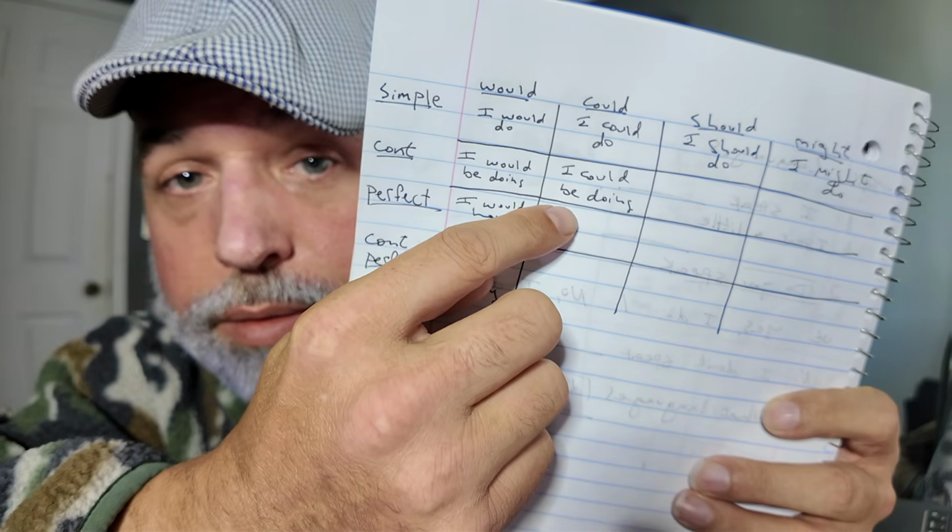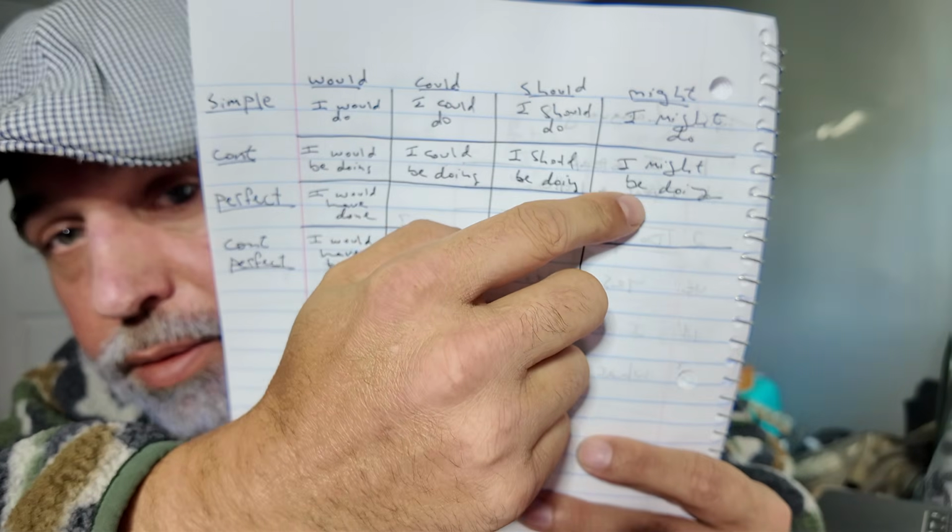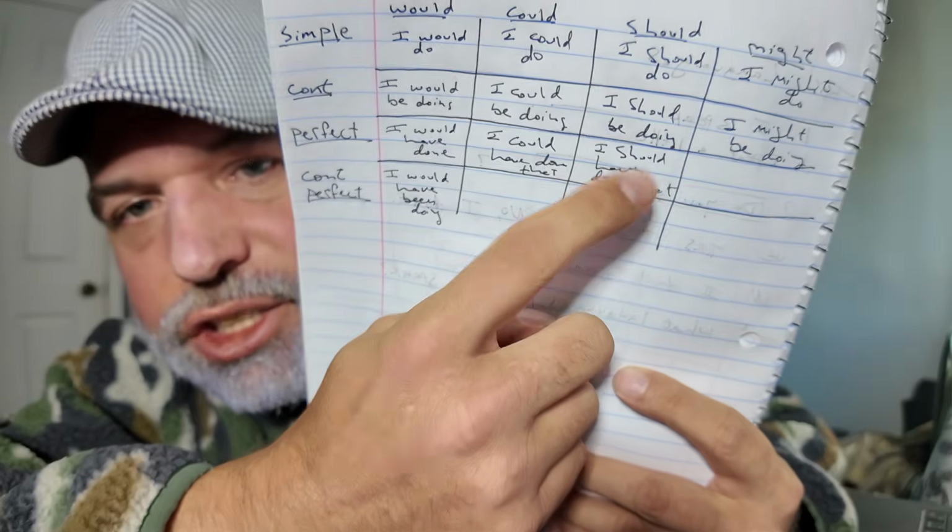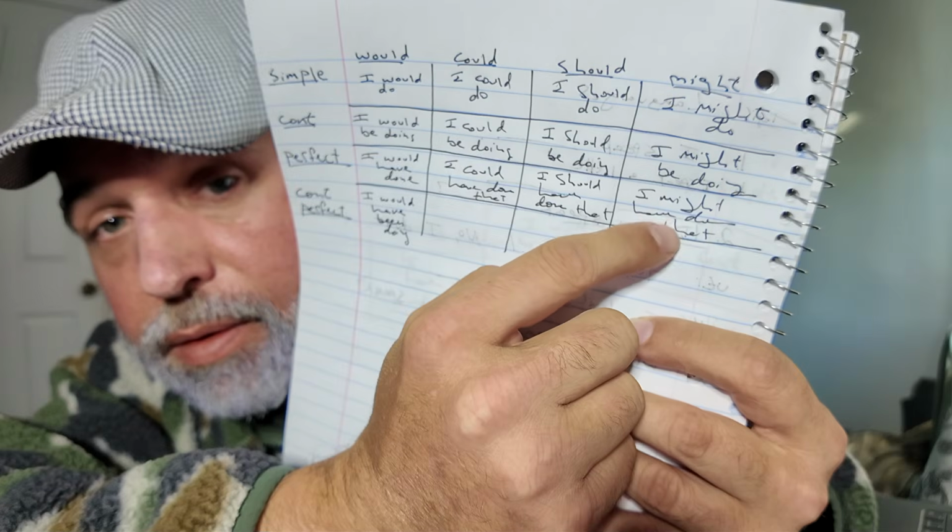I could be doing. I should be doing. I might be doing. What should you be doing right now? You should be guessing what goes in the next square. I could have done. Yeah, true. I could have done that. I should have done that. Coulda, woulda, shoulda, right? I might have done that.